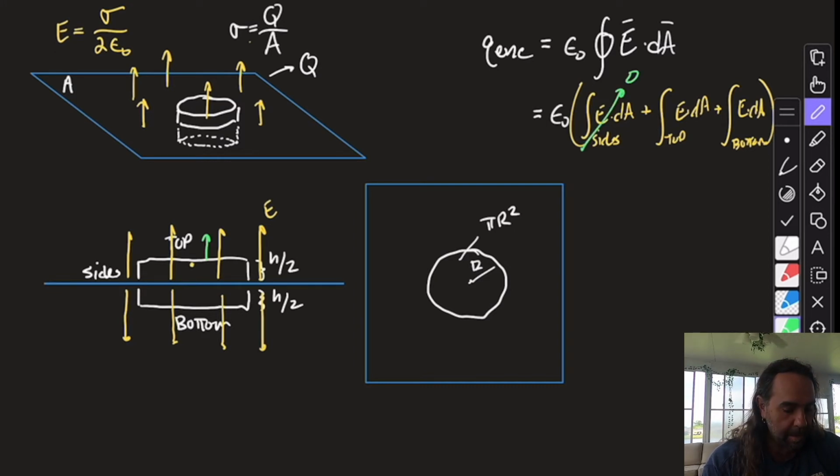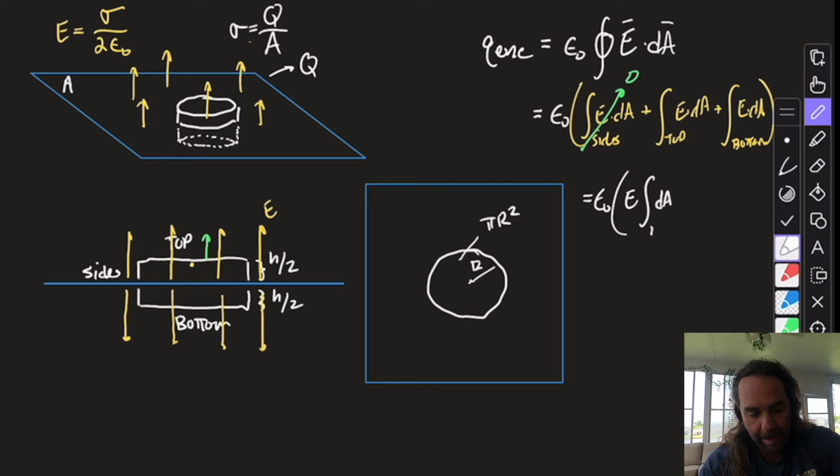Also, as long as my cylinder is centered and symmetrically placed, then the electric field that passes through the top and the bottom should be uniform as well. What I mean by that is, I believe I can state that in both cases, the electric field is constant, and all I'm doing is adding up the area of the top, and in this case, adding up the area of the bottom.